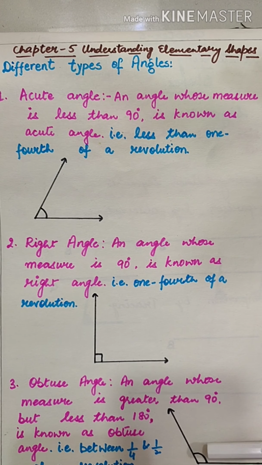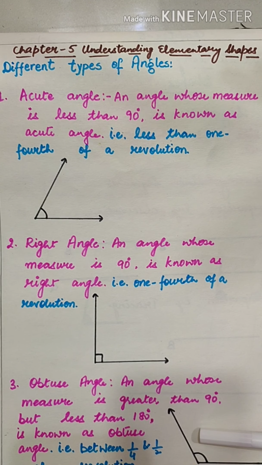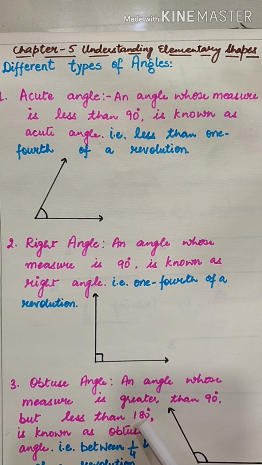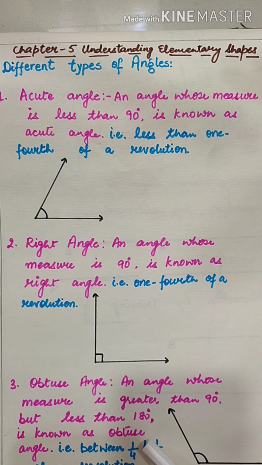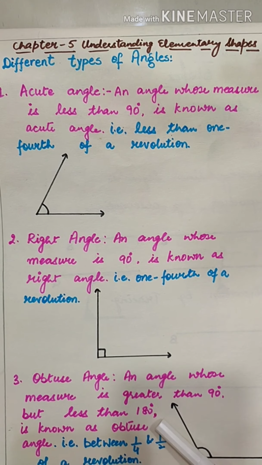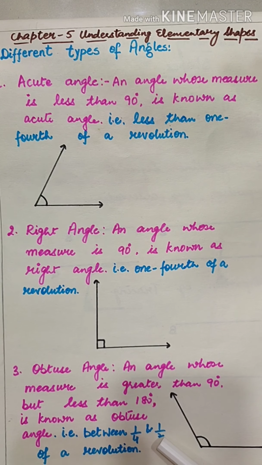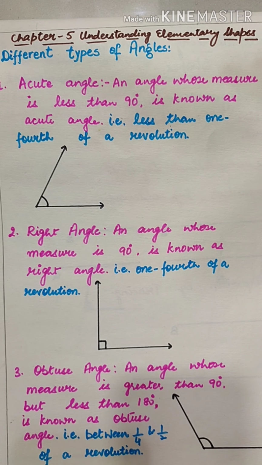Third angle is obtuse angle. An angle whose measure is greater than 90 degree but less than 180 degree is known as obtuse angle, that is between 1/4 and 1/2 of a revolution. So this is the obtuse angle which makes the revolution between 1/4 and 1/2.